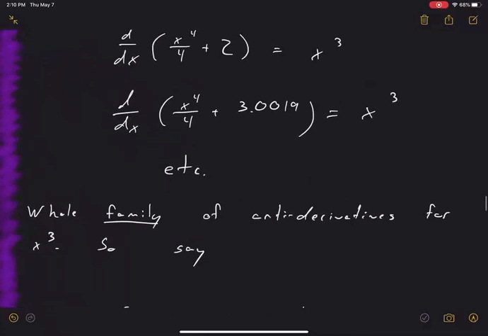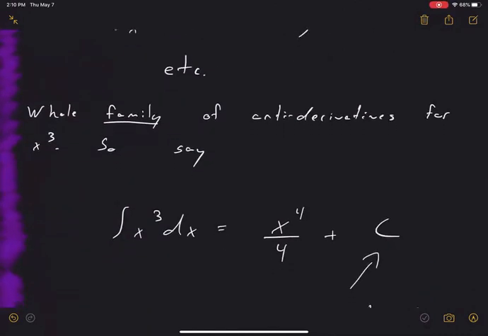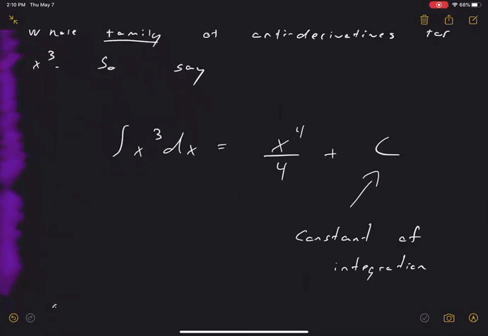So we say there's a whole family of antiderivatives for x cubed. So how can I represent the fact that there's a whole family of antiderivatives? Well, I'm going to say that the antiderivative of x cubed, okay, so the indefinite integral x cubed dx is going to be equal to x to the 4th over 4 plus c, where this c, we call it the constant of integration, and it represents the fact that we can add any constant on to the end of our antiderivative, and it's still going to be an antiderivative. Okay.